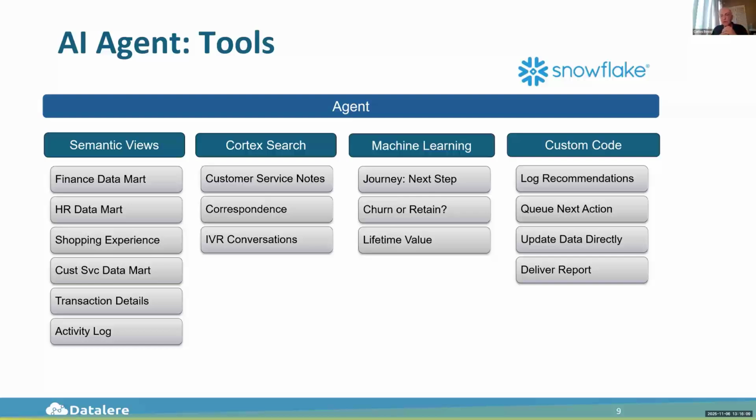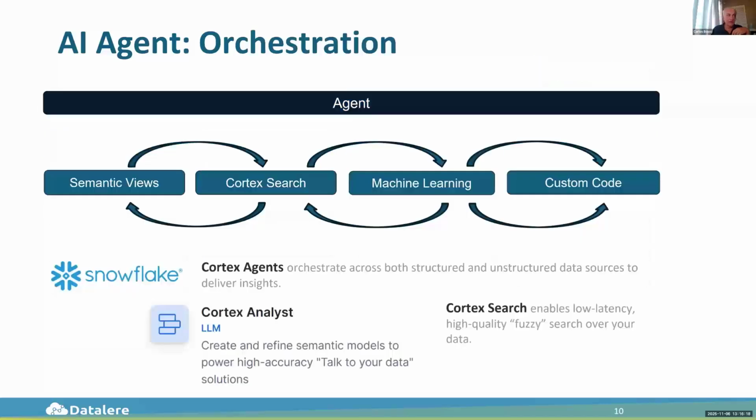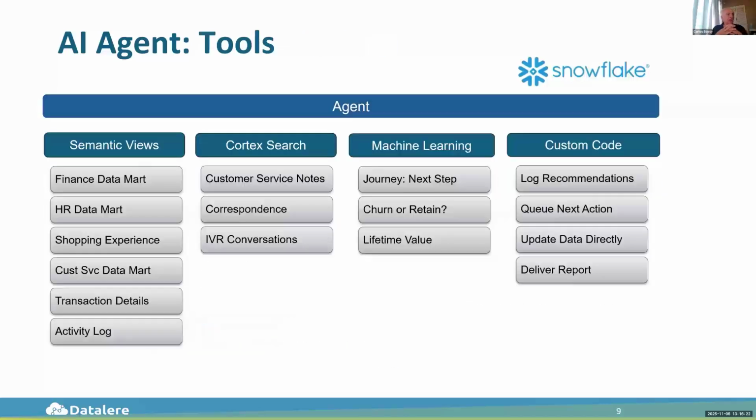but they are actually semantic models of particular sets of data. So in this case, for example, I have an example of an agent that has the ability to look at six different semantic views. One of them is a finance data mart. One of them is an HR data mart, or star schemas, let's say. Another one is a customer service data mart.